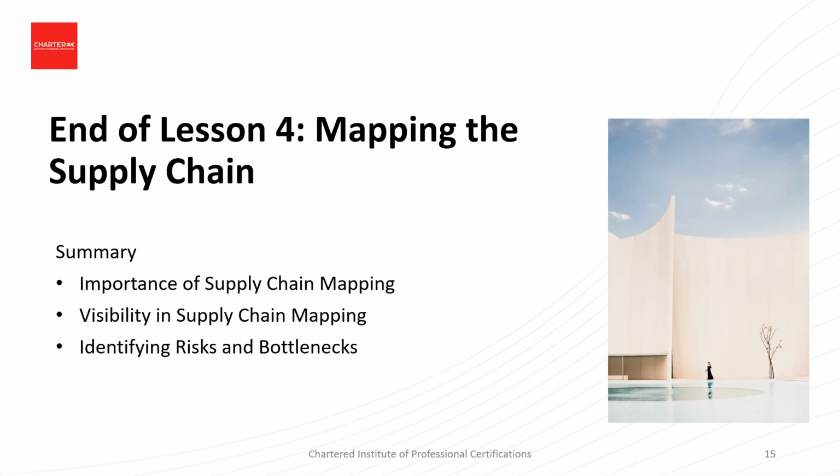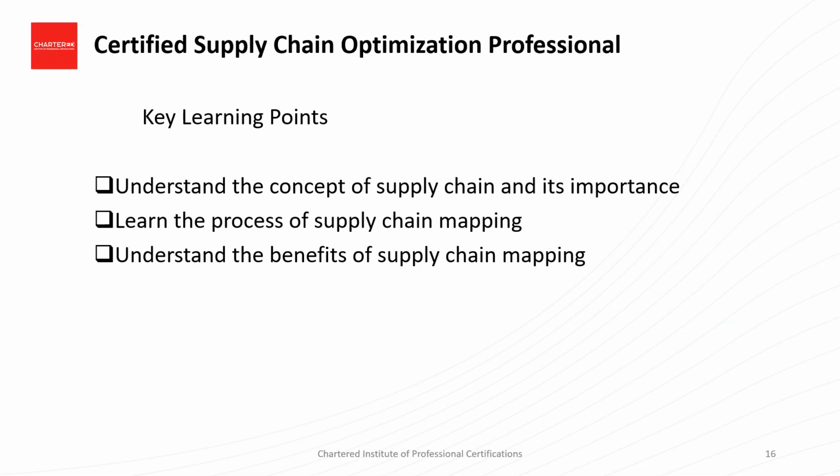This concludes lesson 2, the benefits of supply chain optimization. We have looked at the importance of supply chain mapping, visibility in supply chain mapping, and identifying risks and bottlenecks. Your key learning points covered should be to understand the concept of supply chain and its importance, to learn the process of supply chain mapping, and understand the benefits of supply chain mapping.